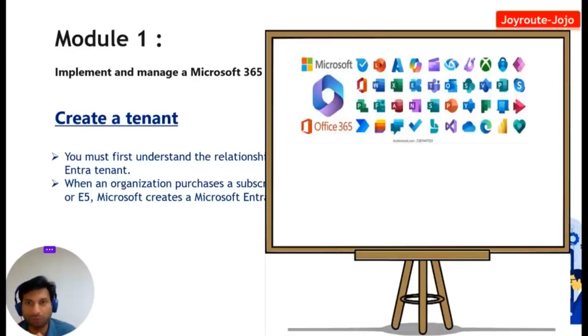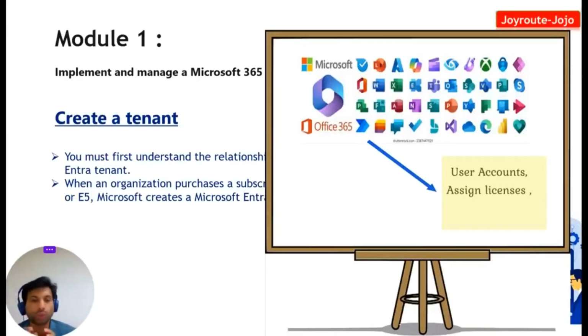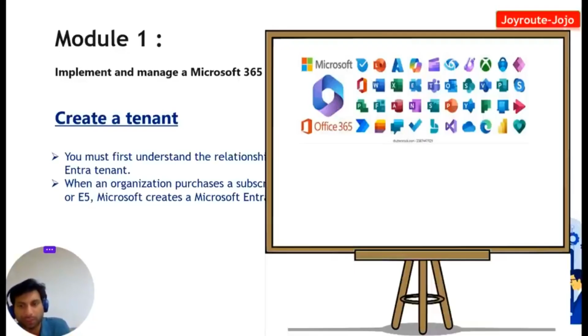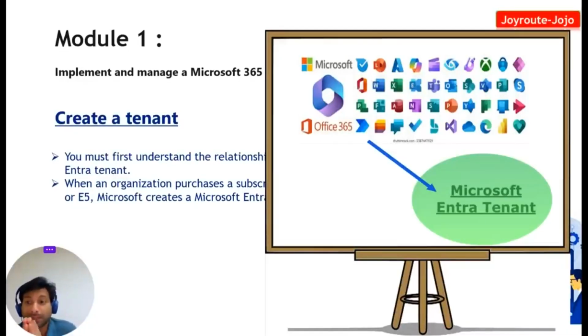When an organization subscribes to a Microsoft 365 plan, it creates user accounts, assigns licenses to those accounts, and manages subscription settings. When an organization purchases a subscription to a Microsoft 365 plan, such as Microsoft 365 E3 or E5, Microsoft creates a Microsoft Entra tenant that supports those Microsoft 365 services.